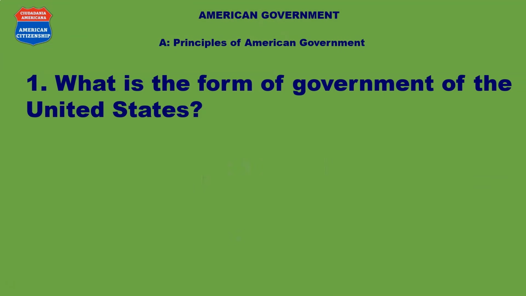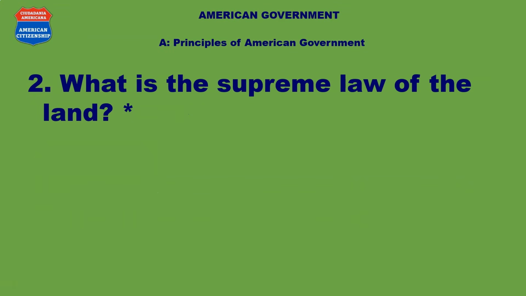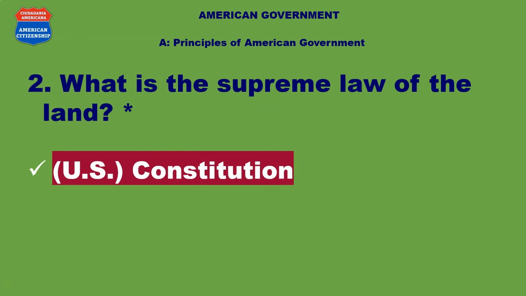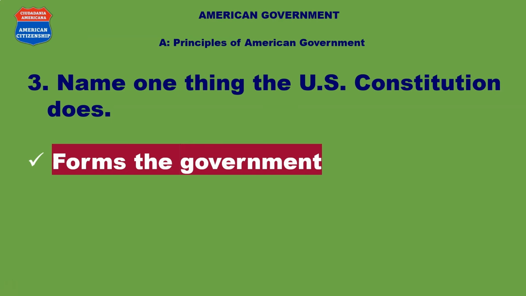What is the form of government of the United States? Republic. What is the supreme law of the land? The U.S. Constitution. Name one thing the U.S. Constitution does. Forms the government.